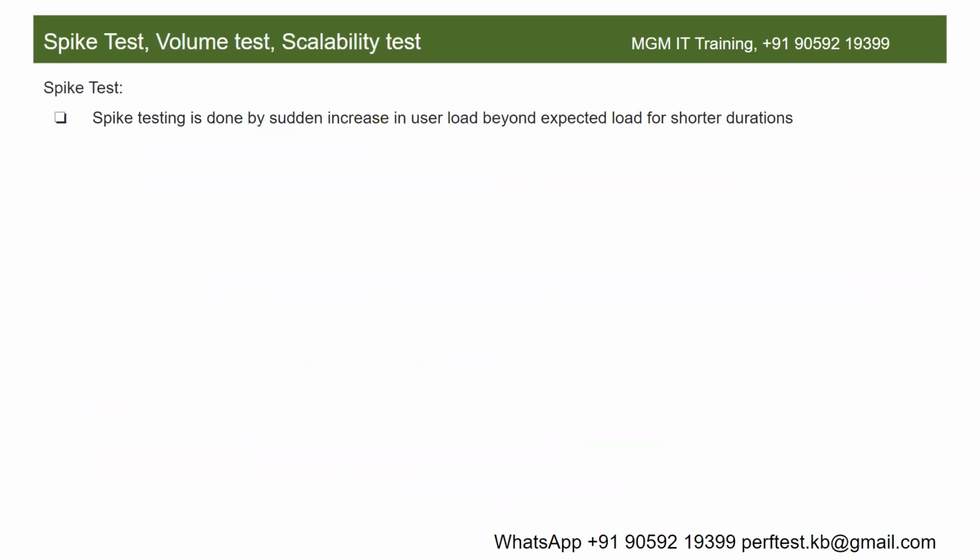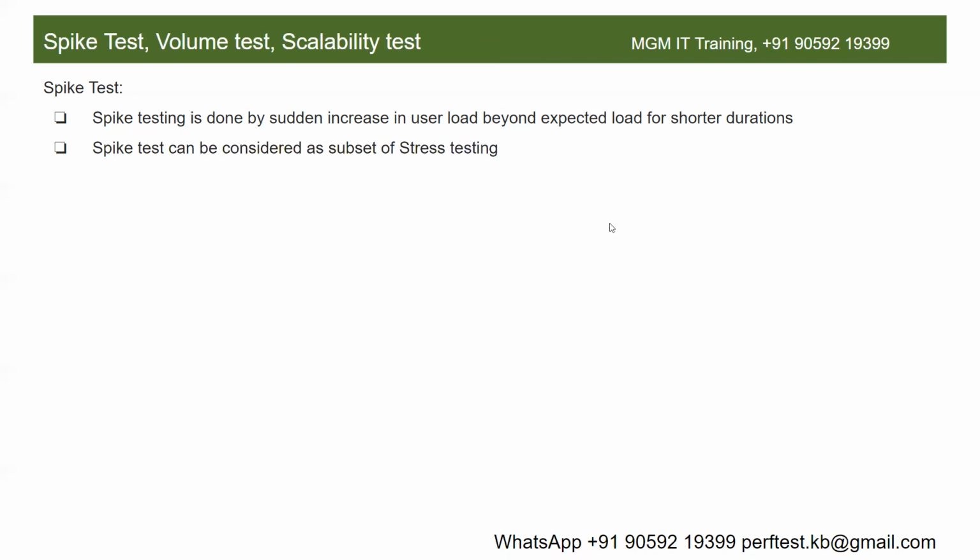The next type of testing is spike test. Spike test is done by a sudden increase in user load, beyond the expected user load, for a shorter duration. How do we do a spike test? We do a sudden increase in user load for a shorter duration, and then we bring that spike down. Suppose your application user load is 5,000. Suddenly there will be some 1,000 additional users. We increase the load suddenly, from 5,000 to 6,000, and bring the load down. That is how we do spike testing.